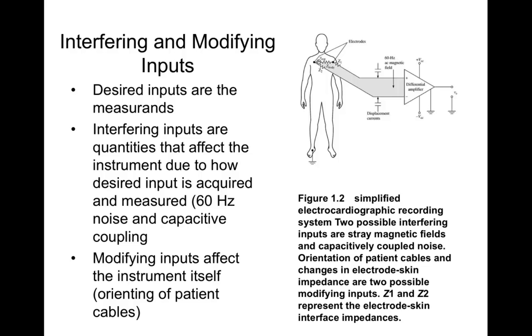The impedance between the electrode and the skin is another modifying input. If you have a high impedance or if the electrode is slipping around, it's going to introduce what appears to be noise. On the other hand, if you have a very good contact, then you get a good representation of what your signal actually is.